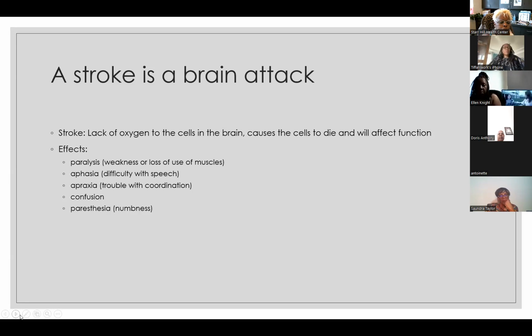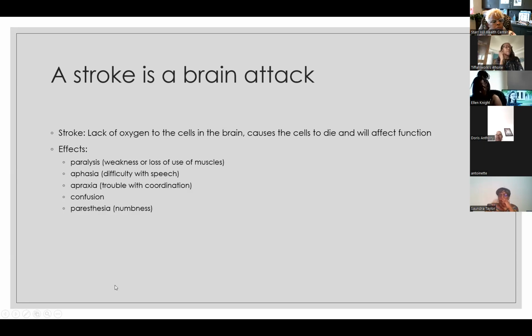But what people notice, or what the manifestations of a stroke are, are things that we all know about: paralysis or weakness, the inability to use your muscles, something called aphasia, which is a difficulty with speech. And some of that sometimes has to do with the muscles. So people will have slurred speech if the muscles of their face are weak. But you can also have difficulty where a person cannot form words properly, or the words that they're saying don't make sense. And that can also be the result of a stroke.